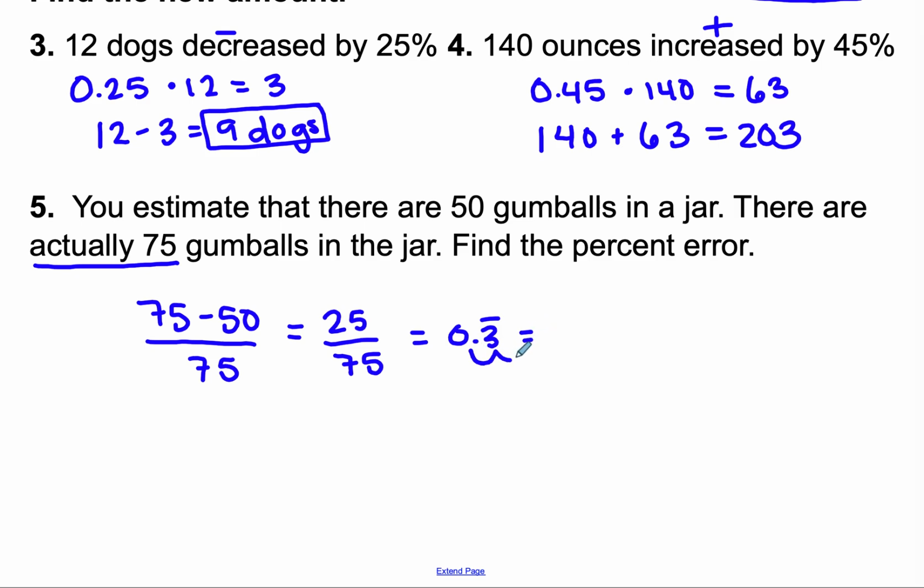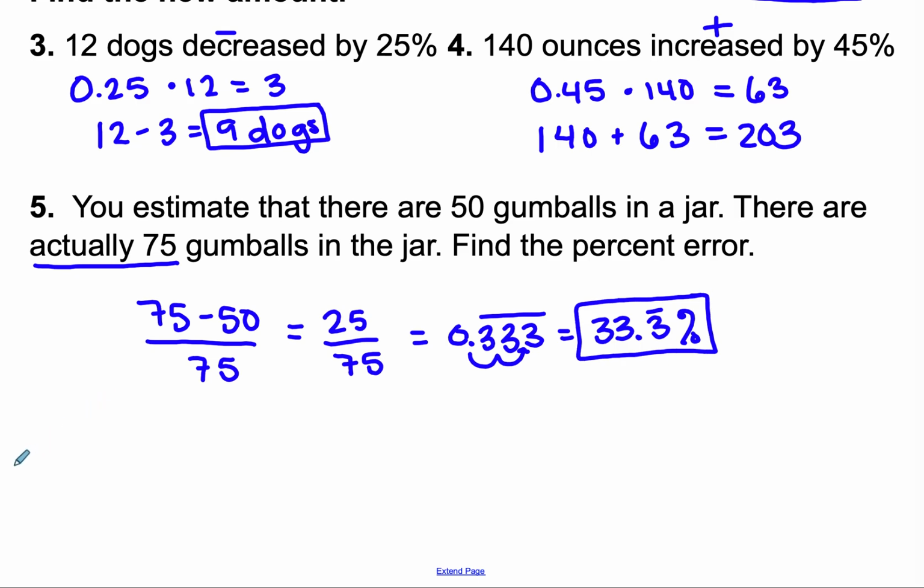When I move my decimal over, let's see, it doesn't say to round. Let me write out a few more decimal places for myself before I move that decimal. 3 repeating looks like this. 1, 2 gives me 33.3 repeating percent. If it says round, round. If it doesn't say to round, don't round.